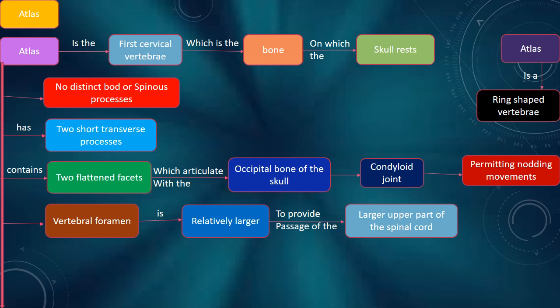It contains 2 flattened facets, which articulate with the occipital bone of the skull as a condylar joint, permitting the nodding movement. The vertebral foramen is relatively larger to provide passage for the larger upper part of the spinal cord.